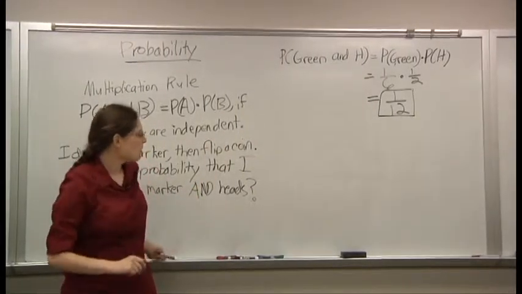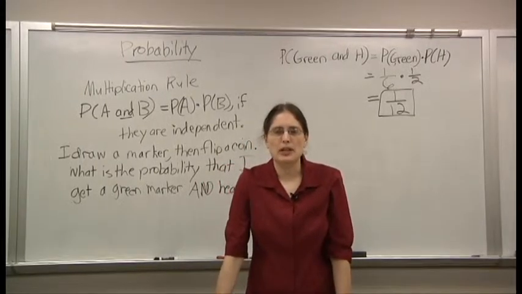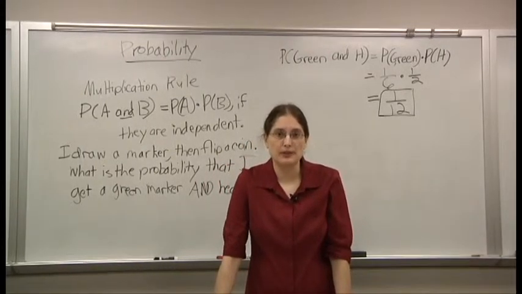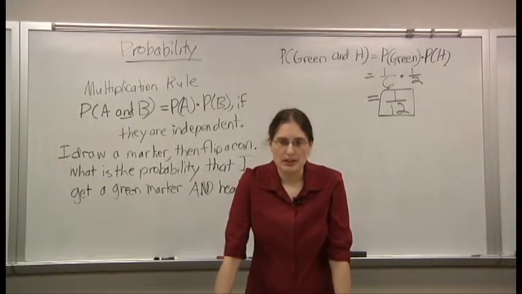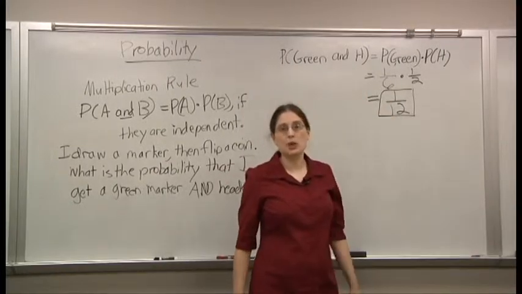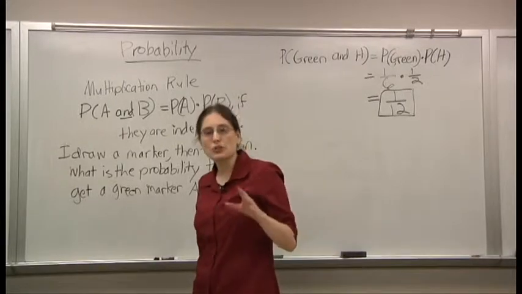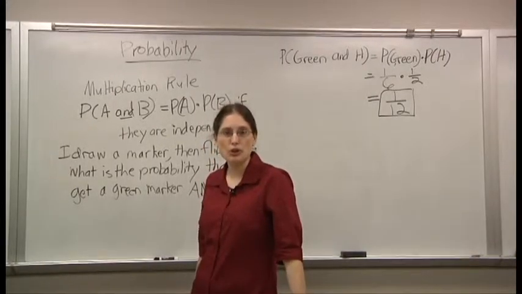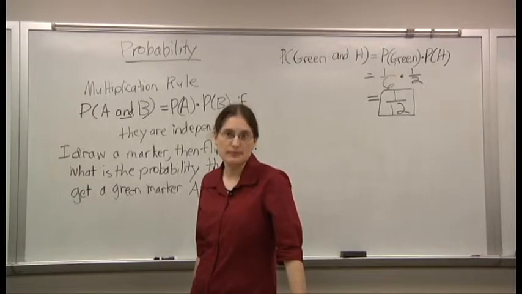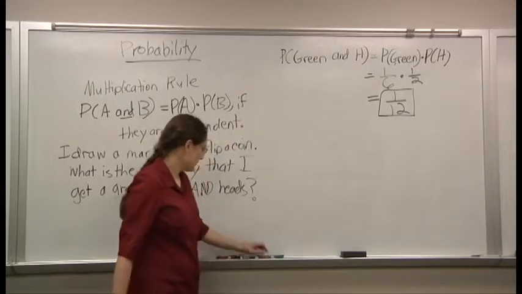Now, why do we multiply? Why do we multiply when we're looking at multiple events? One way to think about it is when you multiply fractions, they get smaller. And if you want a whole bunch of things to all go your way, it's not likely that you'll get what you want. Okay.